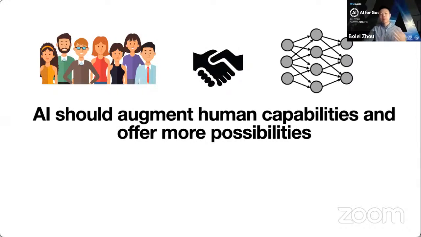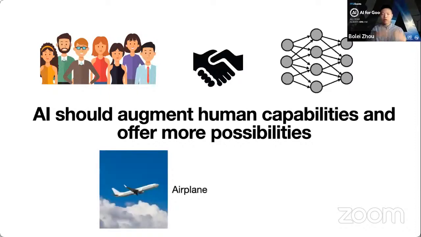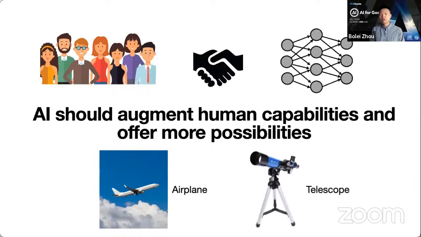We can think about AI technology like some of our existing inventions, such as the airplane, right? We have the airplane that can deliver us to our destination more efficiently and faster. We also invented the telescope that can help us observe outer space much more easily.